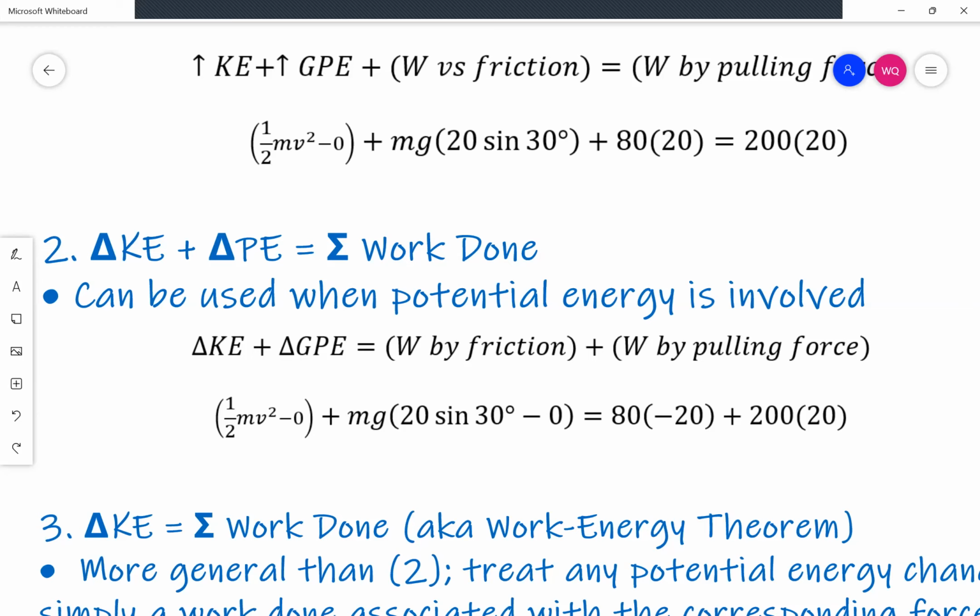Now you see, all the work will be on the right hand side of the equation by this formulation. So all of them are work done by. No more versus. All work done by. So here you have the 80 times minus 20, appropriately so. Then the last term, 200 times 20, no change.